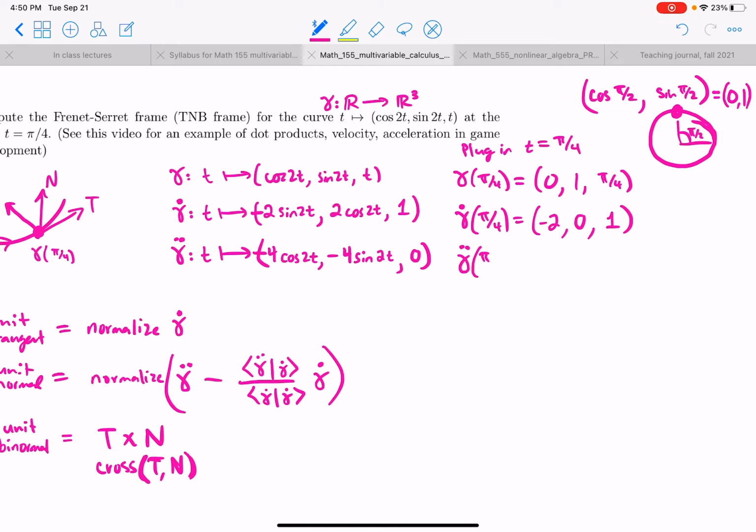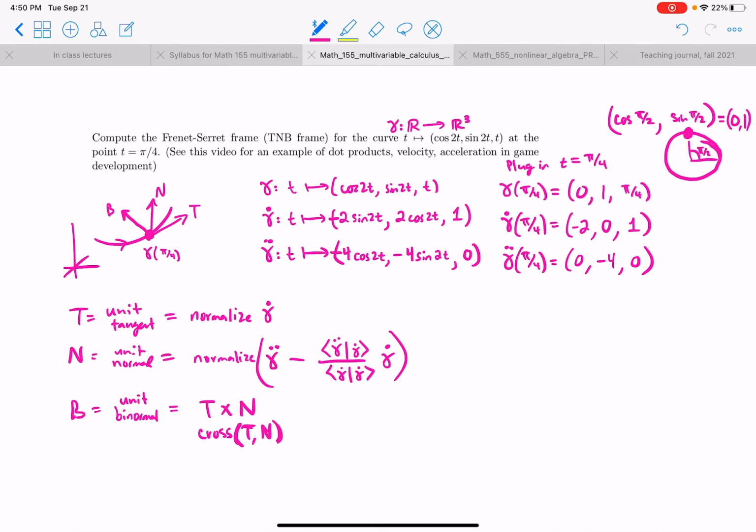Gamma double dot at pi over 4. So I plug in, and this cosine becomes a 0, so negative 4 times 0 is 0. The sine becomes a 1, so I have a negative 4, and then I have 0. Okay, excellent.